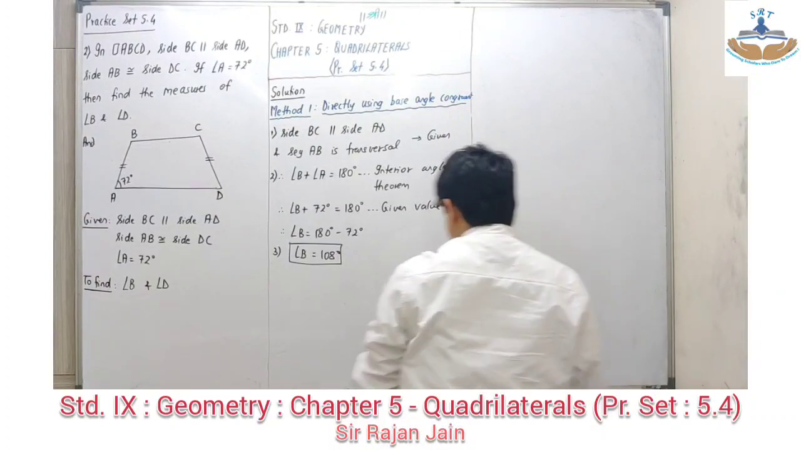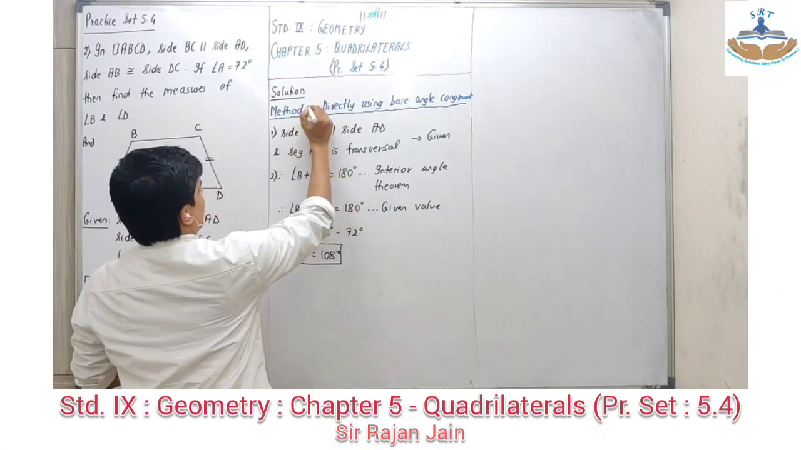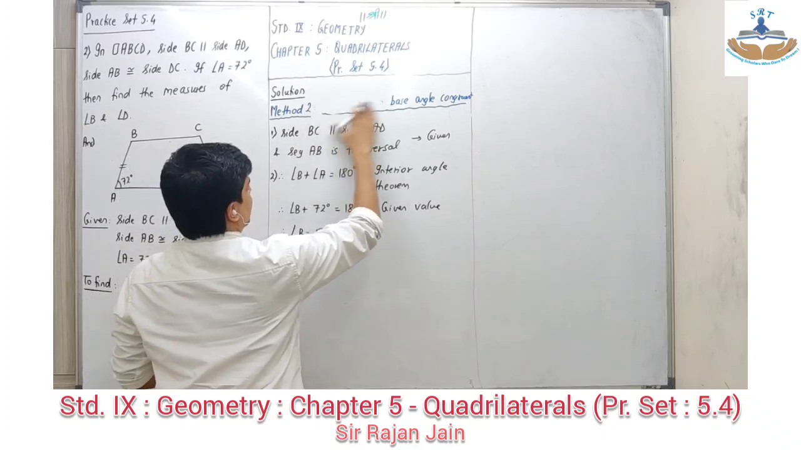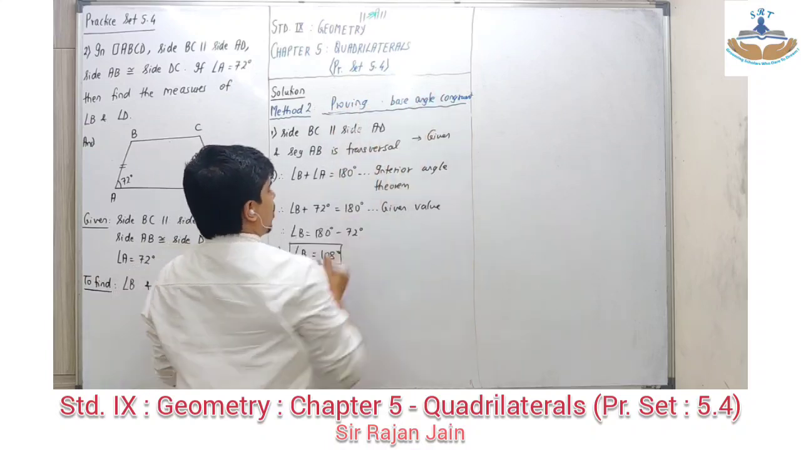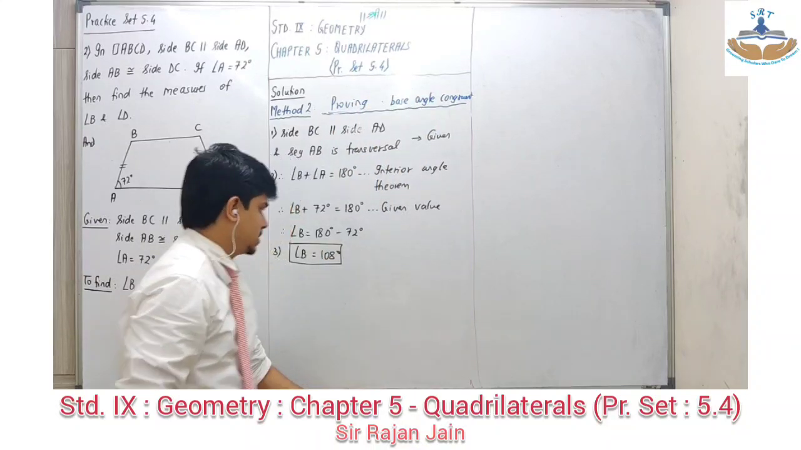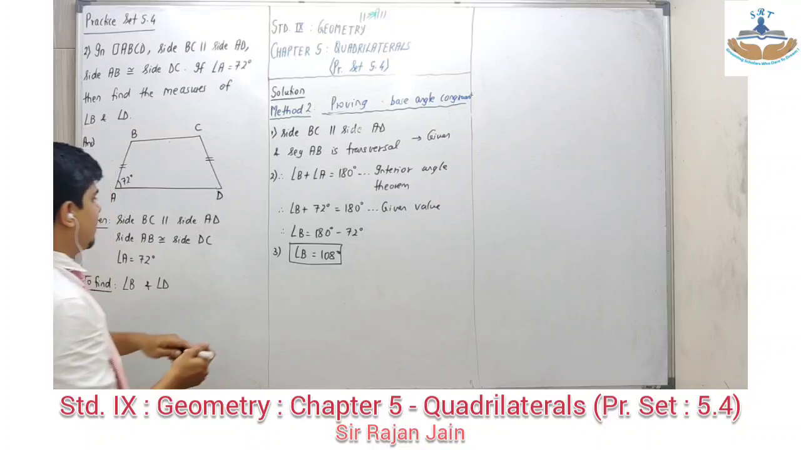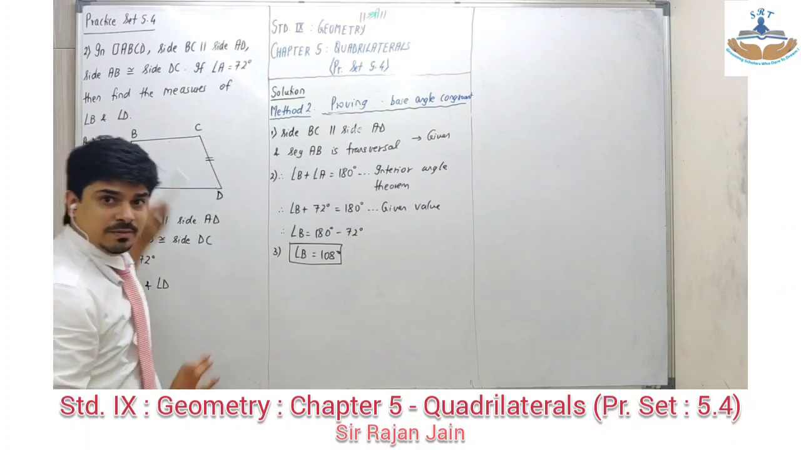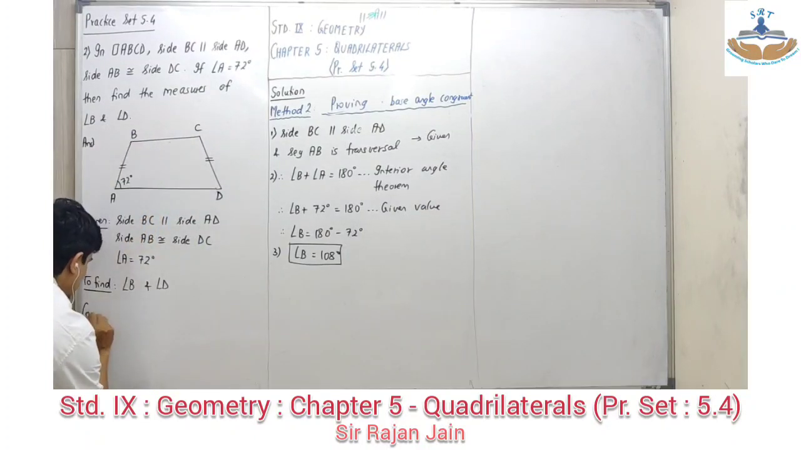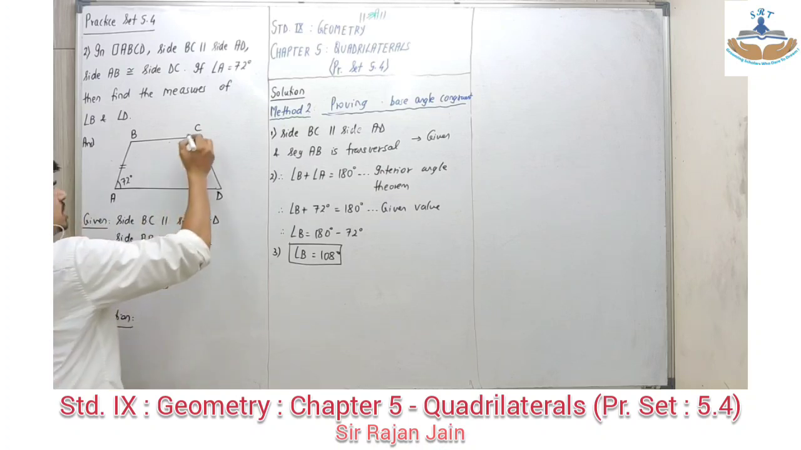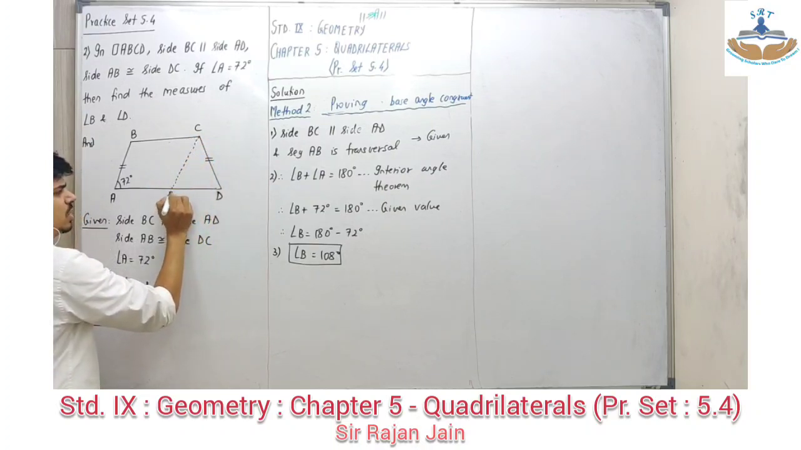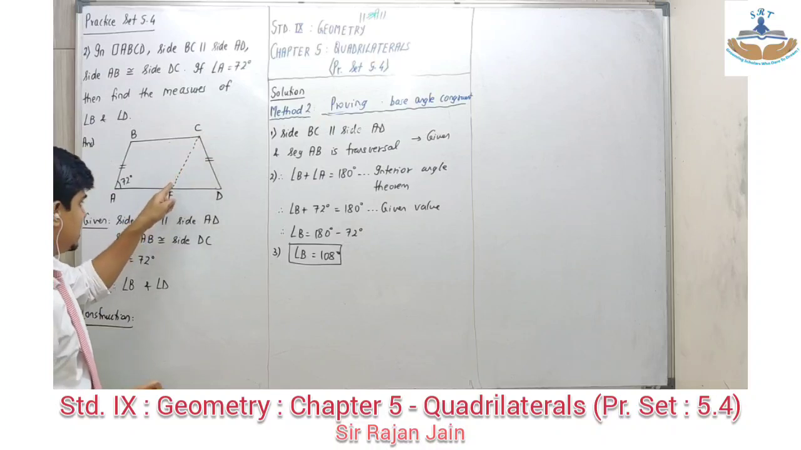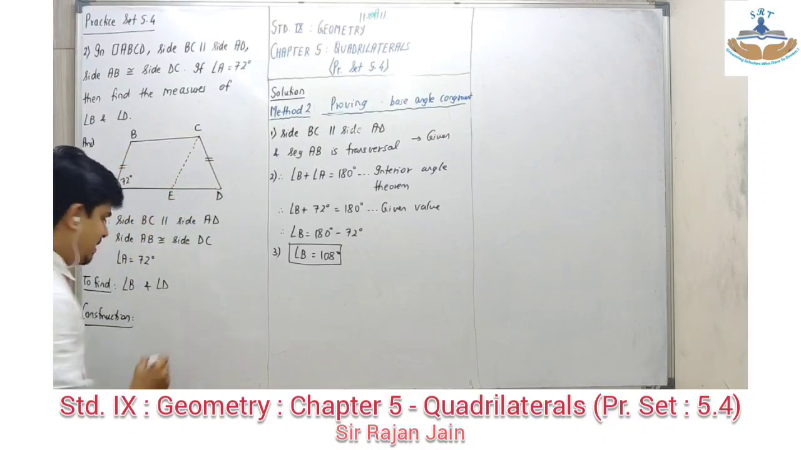So method 2, I'll say proving base angles congruent. This is what I have done in the notes also. So up to here the solution will be the same, where you are getting angle B. Clear? Now there is a construction involved to prove that base angles are congruent. Construction is from point C, you need to draw a segment. Let's call it E over here. Draw seg CE parallel to side BA.